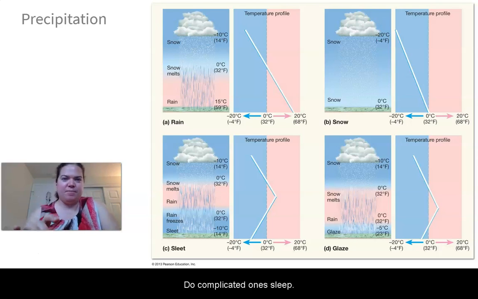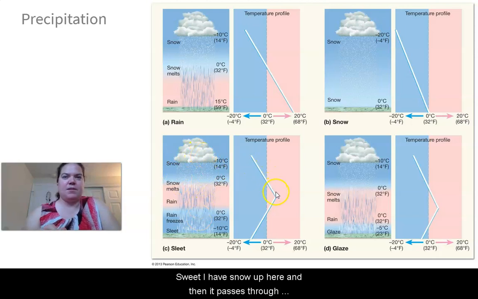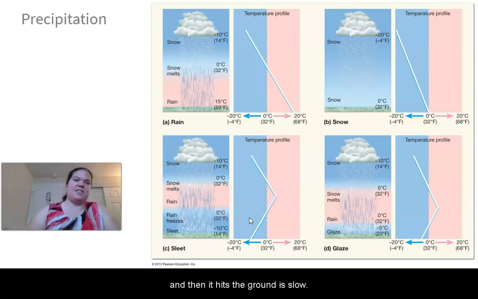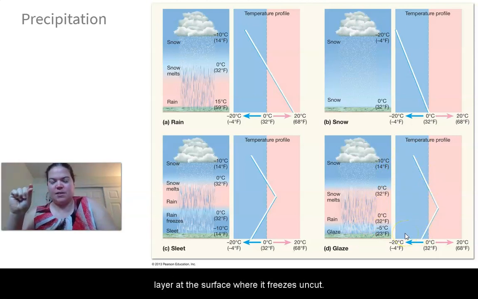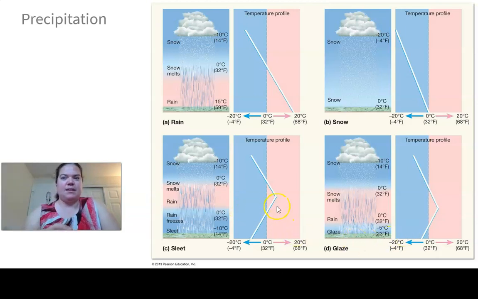Now, the two complicated ones. Sleet. For sleet, I have snow up here, and then it passes through this area where it melts, and then refreezes. Remember, the raindrop freezes, and then it hits the ground as sleet. As opposed to glaze or freezing rain, where it starts as snow, it melts, and then there's a teeny little shallow layer at the surface where it freezes on contact. Okay, so again, a deeper layer of cold makes it freeze before the surface. A shallow layer means that it's freezing on contact.